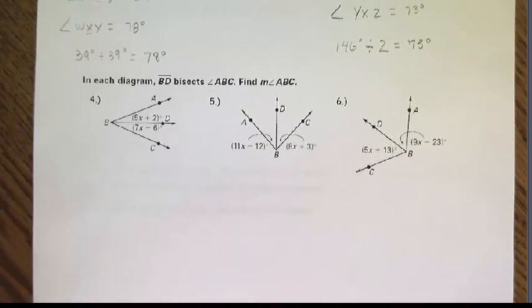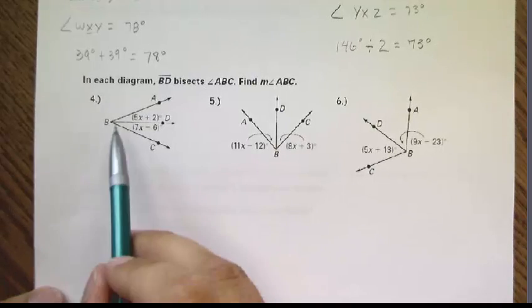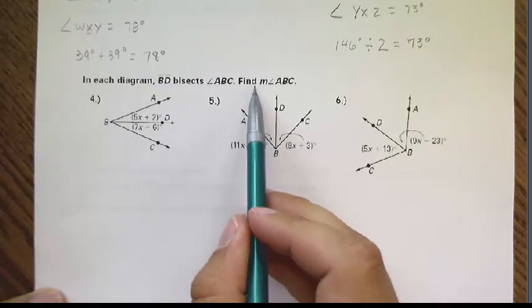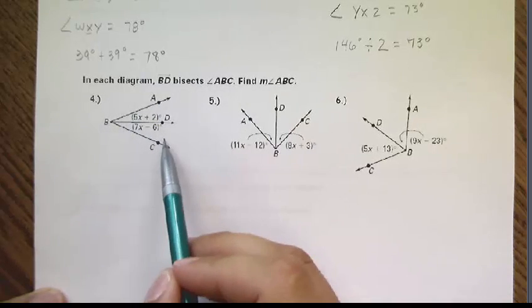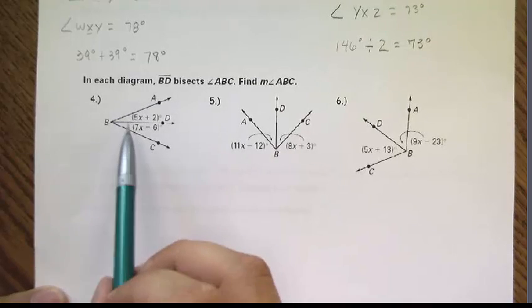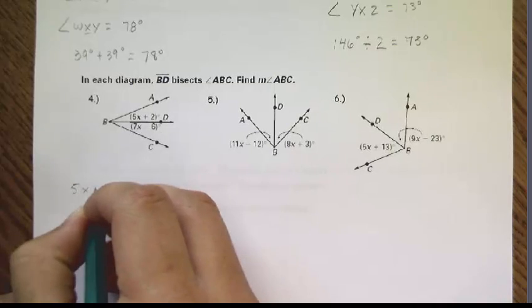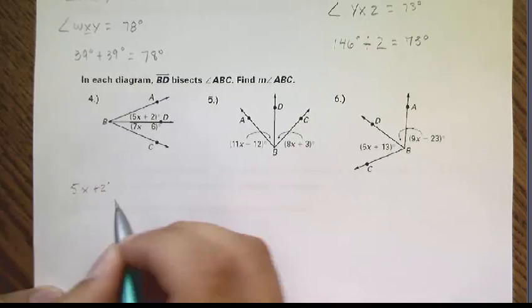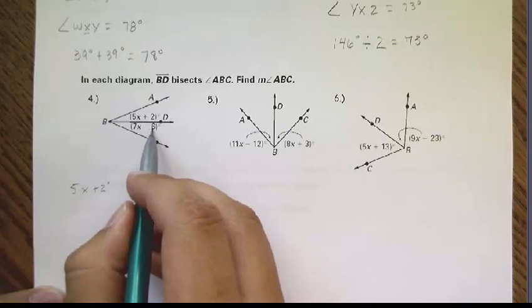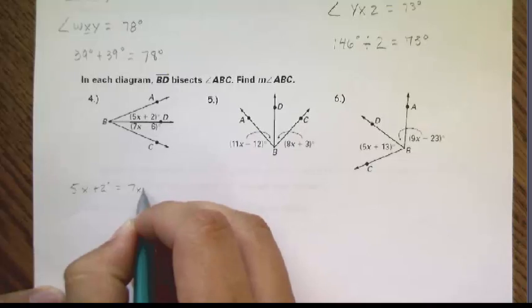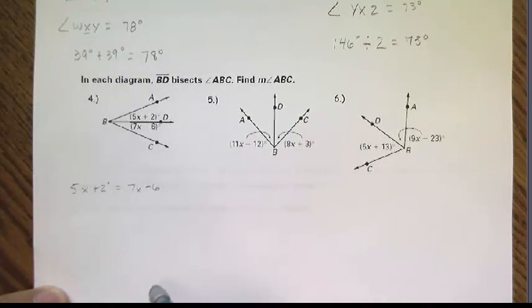It says in each diagram, the ray BD, which is right here, bisects angle ABC. Find the measurement of angle ABC. Since we have 5x plus 2 degrees and 7x minus 6, we know that each of these angles is going to equal each other. Now we have to solve for x.